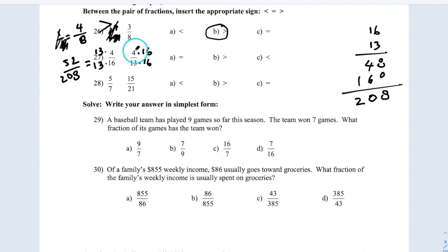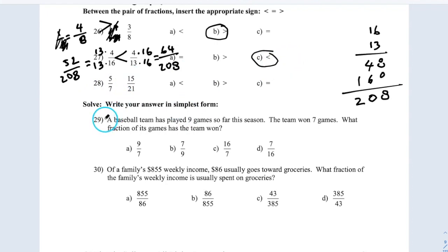$208. Now here, 4 times 16, 64. 13 times 16, we did it already. 208. Now once they have the same denominator, I can compare the numerators. 52 is smaller, bigger, or equal to 64? 52 is less than 64.